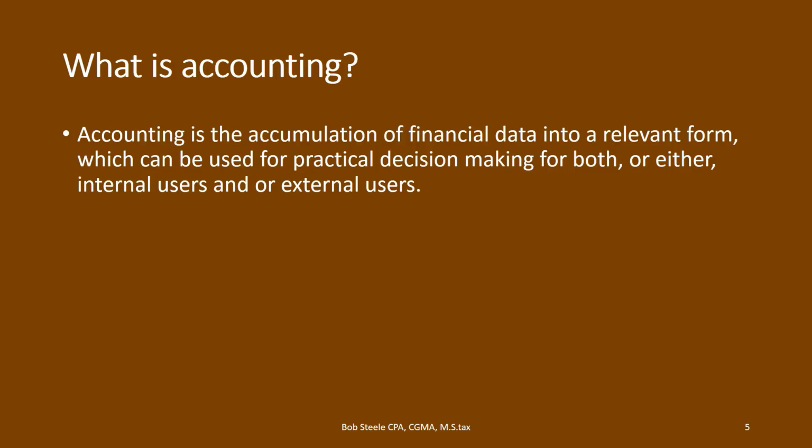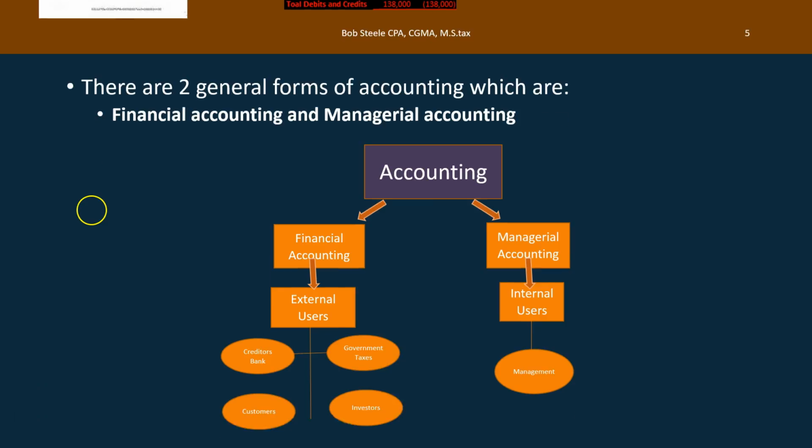But we also have external users. External users are going to be like investors. If we're publicly traded, we have investors in the stock market. We also have to have the government. We're going to have the tax returns. If we want to get a loan or creditors or something like that, the bank are going to be people that are going to use these financial statements.